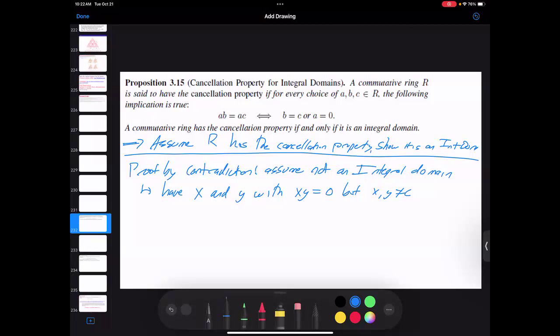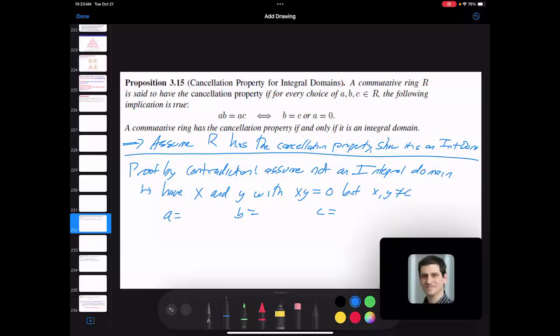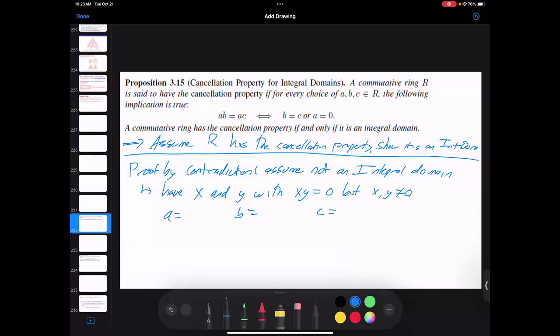So we have to find choices for A, B, and C. So what should we take for A? What should we take for B? What should we take for C? We know xy equals 0, and we want to show that the cancellation property fails. So we've got to figure out how to fill in the table. What should we try for A? What should we try for B? What should we try for C? And all we know is x times y equals 0, but x and y are both non-zero.